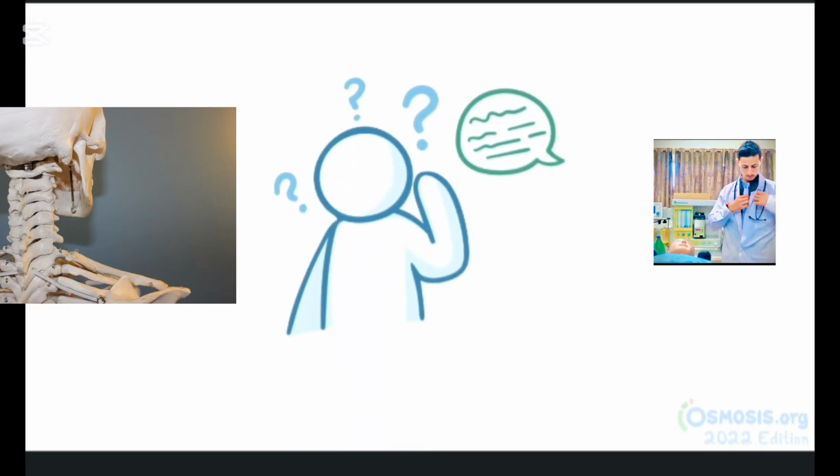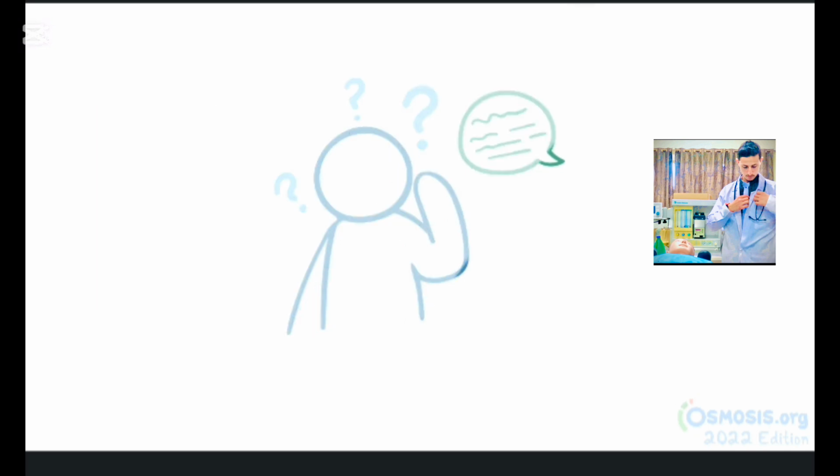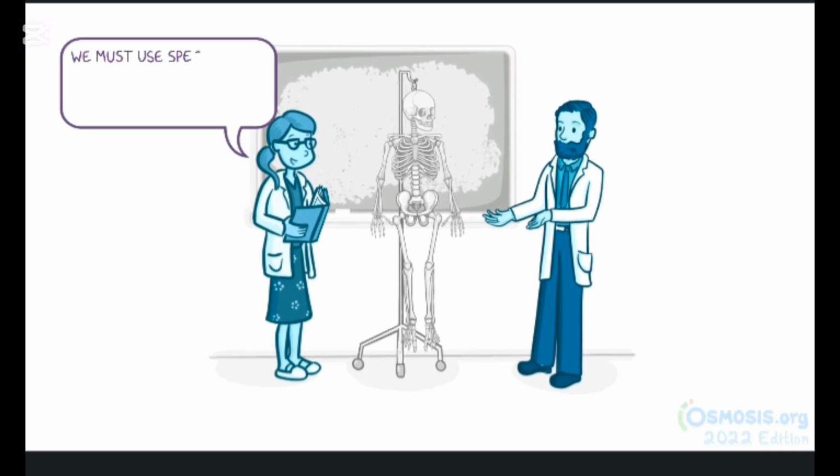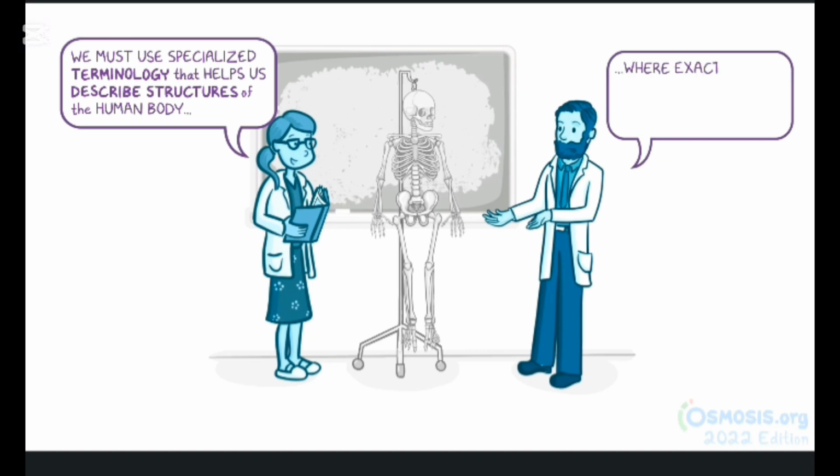When someone talks to us, we're only able to understand them if we know their language. Well, the same thing goes for anatomy. To study anatomy and communicate among peers, we have to use specialized terminology that helps us describe the structures of the human body, where exactly they're located, and their relationship to one another.